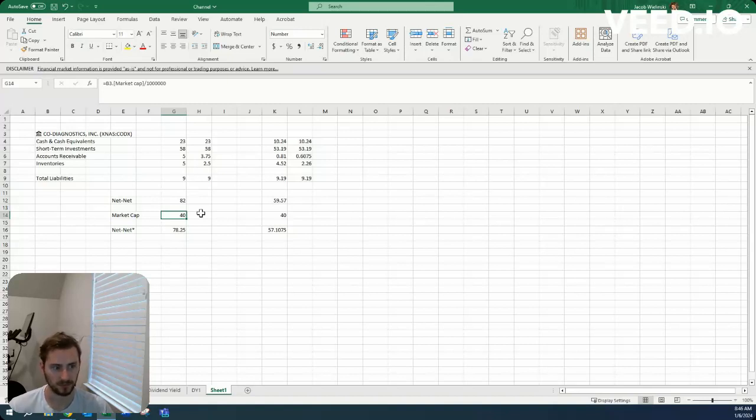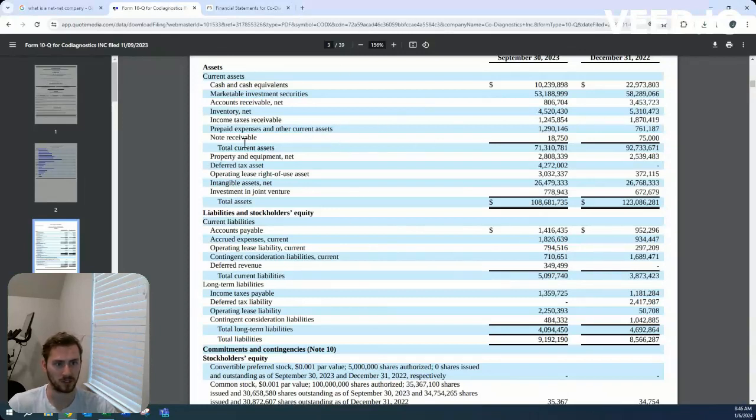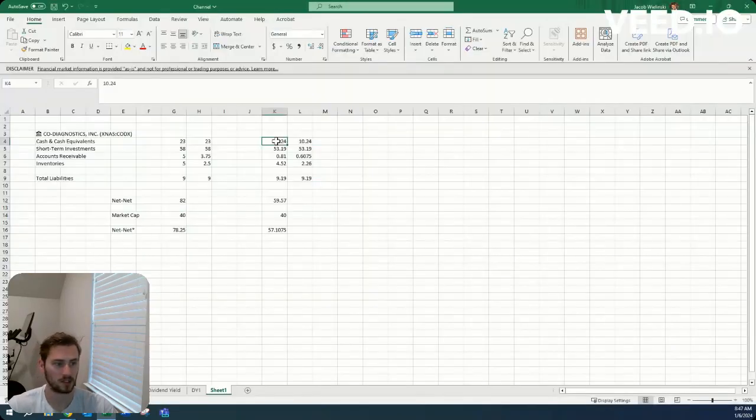And here's why it doesn't always work. Here I have the most recent quarter. I pulled these figures straight from their most recent 10-Q, filed November 9th of 2023. You can see them over here. You can see that cash and short-term investments, as well as accounts receivable, actually burned through quite a bit, and total liabilities are still essentially the same.